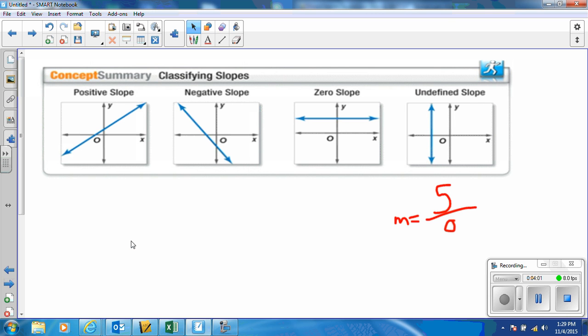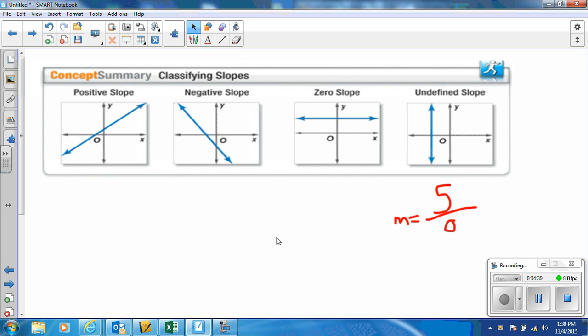Something people often forget is what positive, negative, zero, and undefined slopes actually look like. Positive slopes, if you start on the bottom left and you're heading up and to the right, that's a positive slope. For negative slopes, if you're starting at the bottom right and moving up to the left, then you're at a negative slope. A zero slope, if you come up with some number like 0 divided by 5, for example, then you have a zero slope. If you ever see a horizontal line, that's a zero slope.